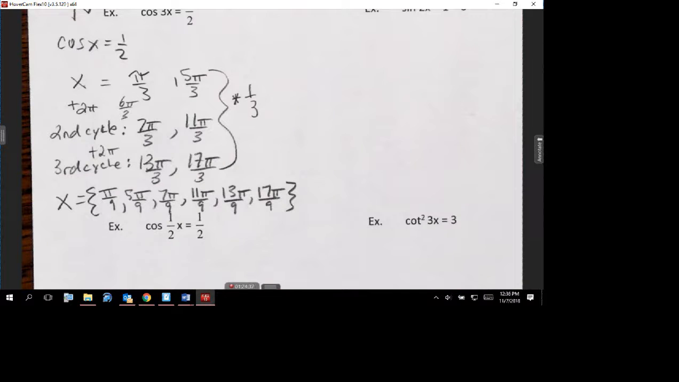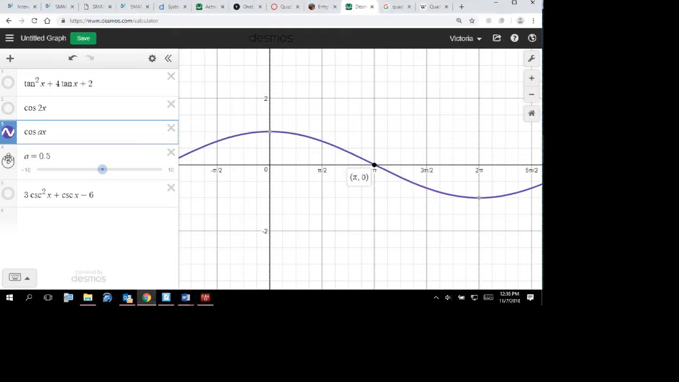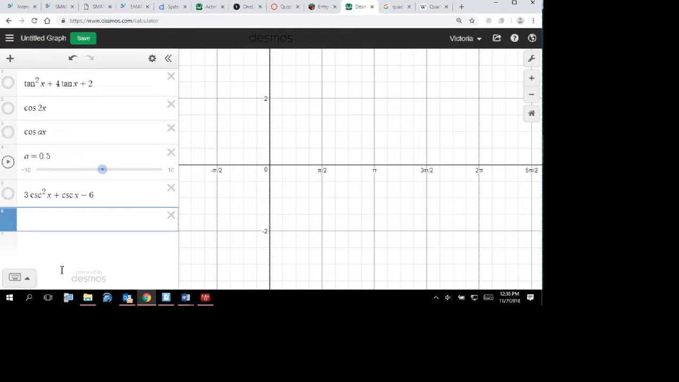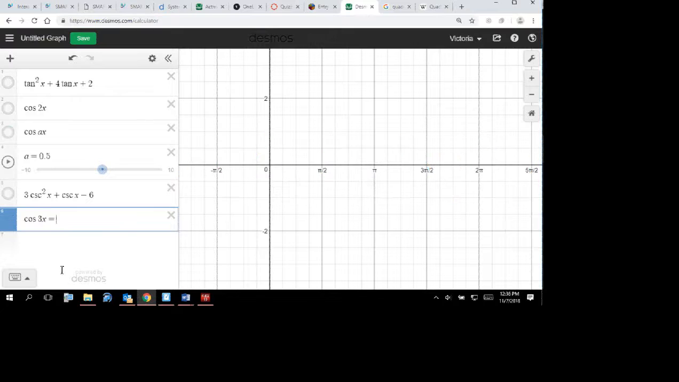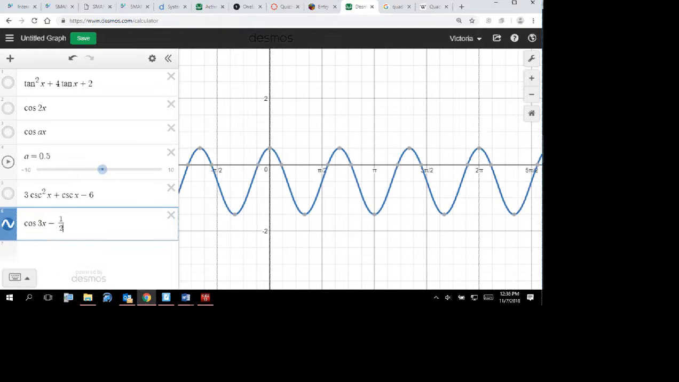I'll just type it in to confirm, because this is what you guys should be doing, just to make sure that your answers are right while you're still learning. Cosine 3x equals a half? Nope. Minus a half? There you go. Pi over 9, 5 pi over 9, 7 pi over 9, 11 pi over 9, 13 pi over 9, 17 pi over 9. Yay! Let's try another one.